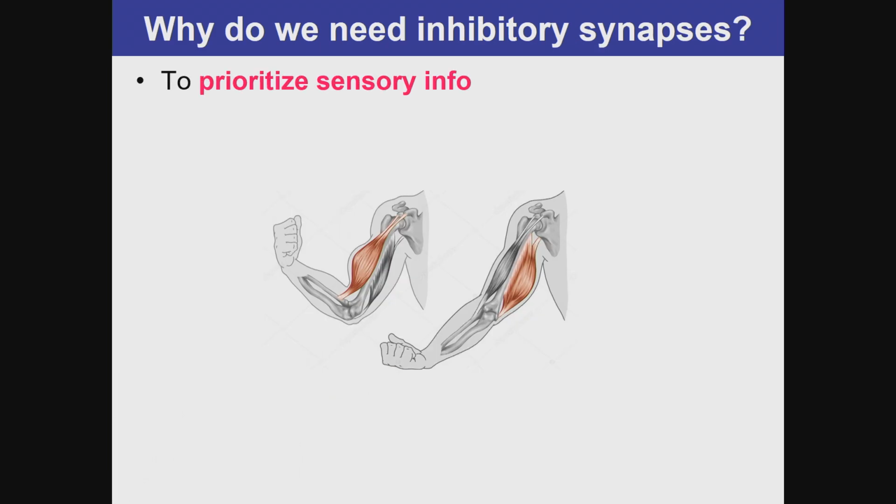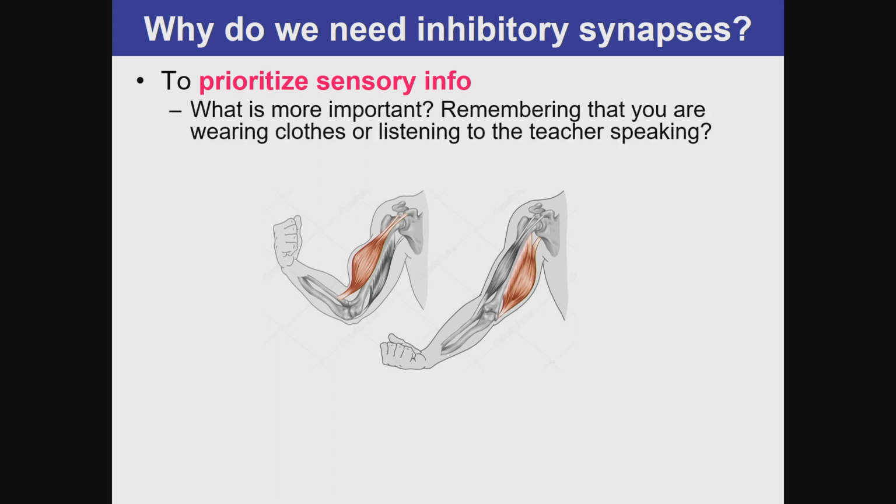Why do we need inhibitory synapses? To prioritize sensory information. For example, what is more important, remembering that you are wearing clothes or listening to the teacher speaking? If all you could think about was that you are wearing clothes because your sensory neurons were sending that information to your brain consistently, then it would make it difficult to focus on anything else.